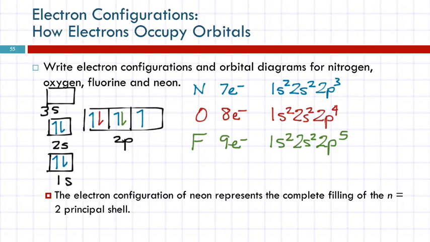Neon. Neon has to be orange. How many electrons? 10 electrons. Where's the 10th electron go? Right there. 1s2, 2s2, 2p6.